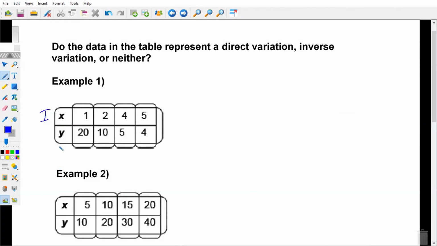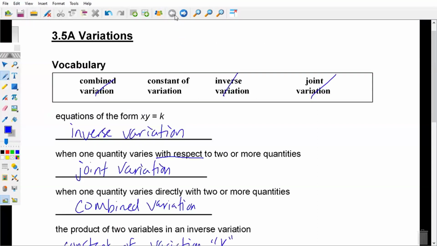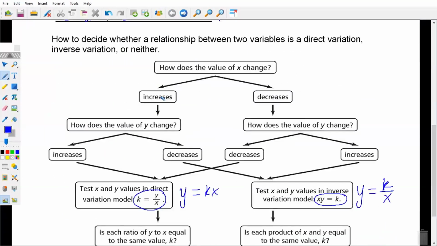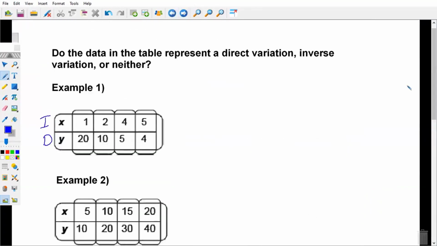So looking at my flow chart, if my x's are increasing and my y's are decreasing, which way do I end up on the flow chart? We go to the right side, right? I'm increasing, then I'm decreasing, which sends me to the right side. So it's going to be an inverse variation. So we're going to be testing for inverse variation.